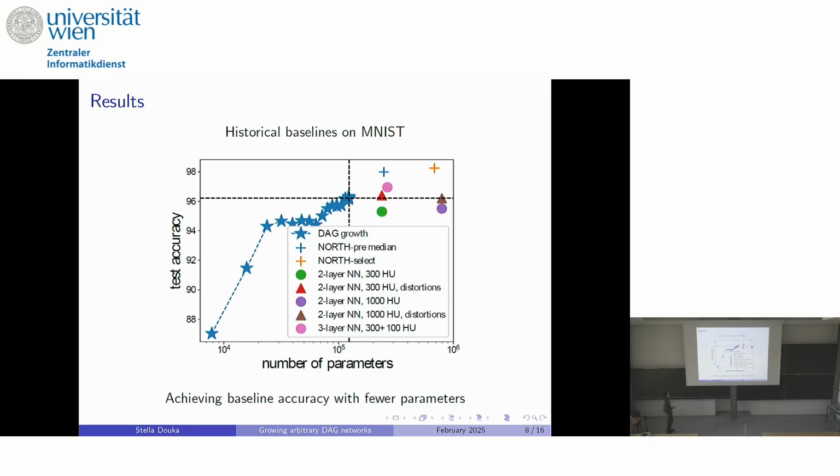And also these two are using data augmentation techniques like distortions, which means that they have more data to work with. If we remove this, so that we are more fair in terms of our method, then we have even lower test accuracy with a much larger number of parameters. And of course, we have results from the NORTH growth method that Manon mentioned, that has higher test accuracy, but also a higher number of parameters.